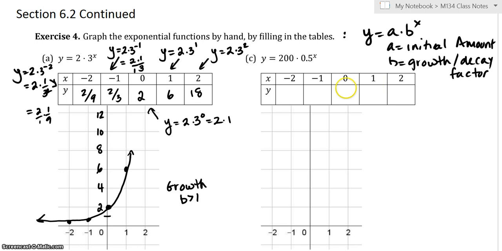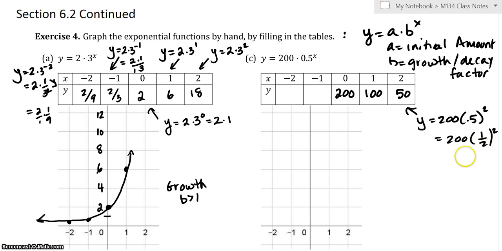The answer to these, this would be 200. I'm going to start with 0. This would be 100, and this would be 50. It looks like we count by 50s. So just to do one of these, I won't do all of them on this one, but if you have 0.5 squared, for instance, what does that mean? Well, you could just use your calculator, but that means 1/2 squared, so that would be 200 times 1/4, so it would be 200 over 4, which is 50.